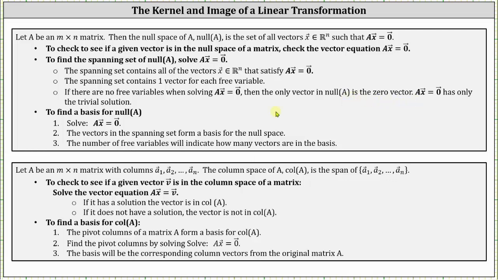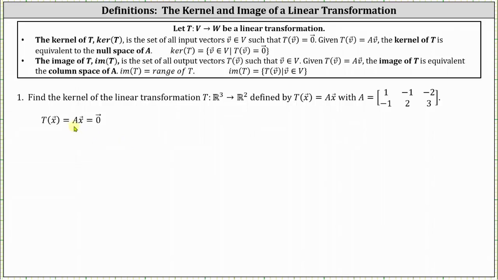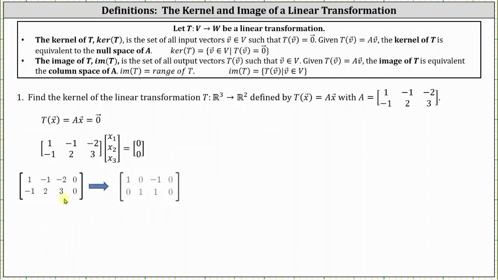So going back to our example, we begin by setting up the equation matrix A times vector x equals the zero vector. Because we're mapping from R3 to R2, we know the input vector is in R3, and the output vector, the zero vector, is in R2. This should look familiar. The next step is to set up an augmented matrix, and then write the augmented matrix in reduced row echelon form. So here we have the augmented matrix, and here we have the augmented matrix in reduced row echelon form.